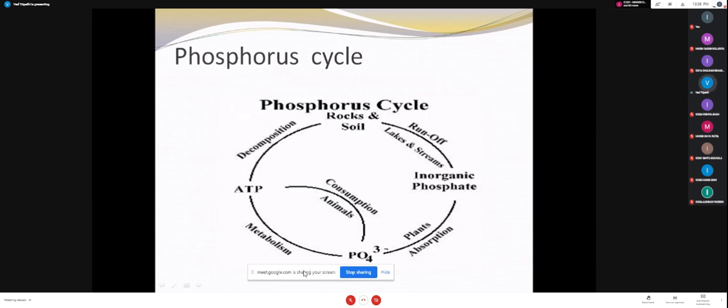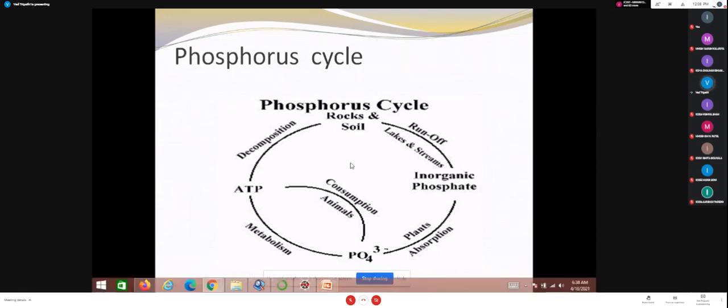Okay. And similar to the other cycles, we have the phosphorus cycle that comes from the rocks and the soils. During the runoff, when there are weathering agents acting upon the rock, like water flow or air gushes, it leads to runoff into the lakes and streams, where it is converted into inorganic phosphates. Okay, and absorbed by the plants in the phosphate ion form.